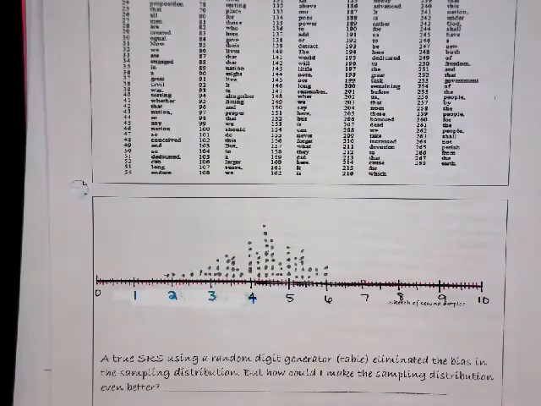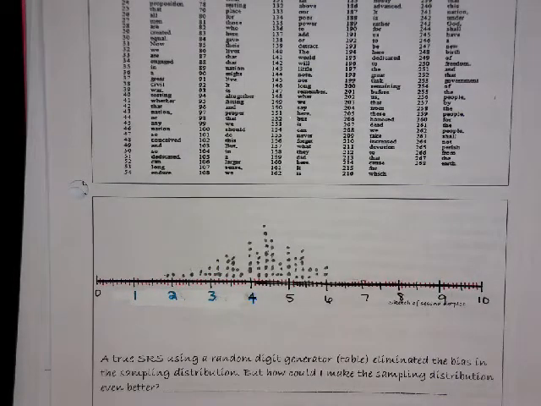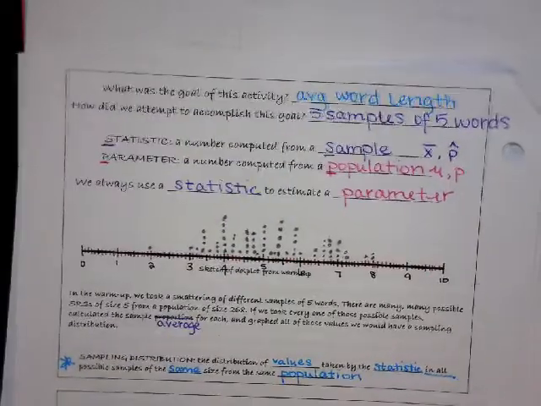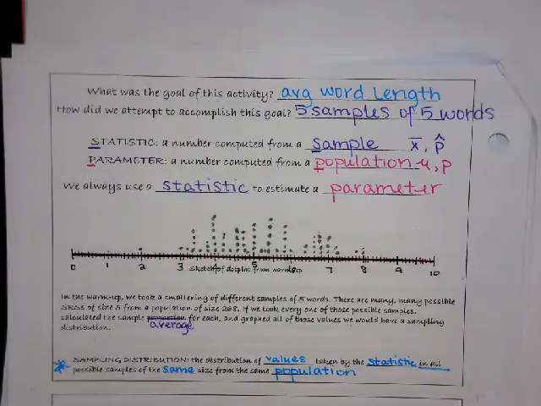All right, so we're gonna backtrack just slightly. I want you to flip back to the warm-up dot plot. How do we describe a distribution? What's our acronym? SOCS. So we're gonna describe this. So S, what's the shape? What would you guys describe that shape as?